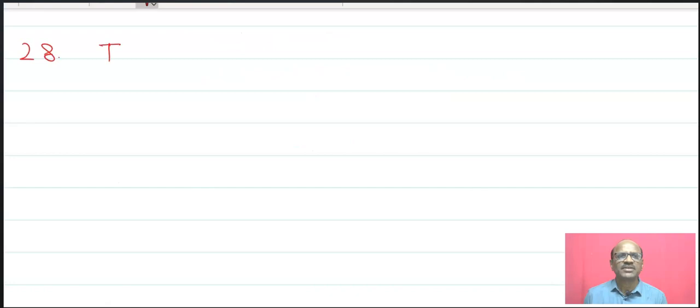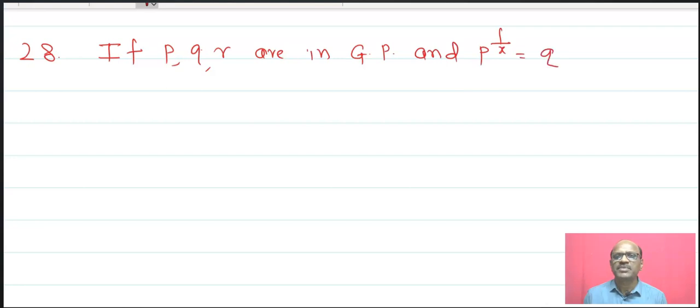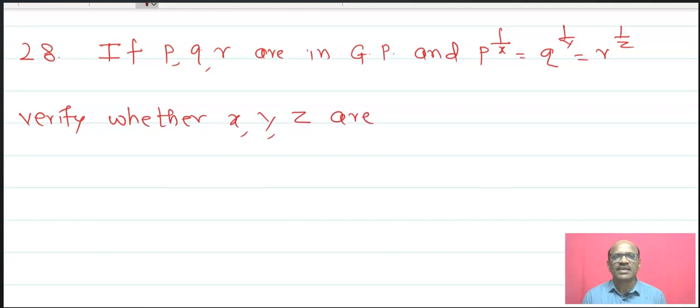Now the next example, question number 28. If P, Q, R are in GP and P raised to 1 upon x is equals to Q raised to 1 upon y is equals to R raised to 1 upon z. Verify whether x, y, z are in AP or GP or neither.